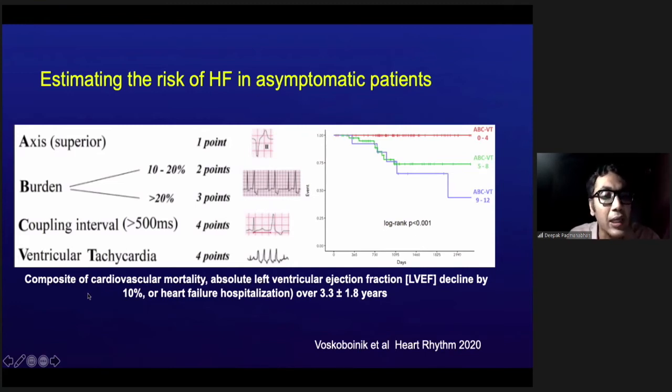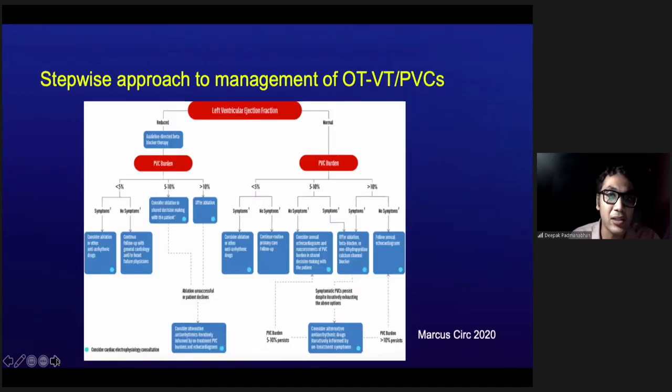The composite outcomes for this particular study were cardiovascular mortality, absolute left ventricular ejection fraction decline by 10%, or heart failure hospitalization over 3.3 years. So the higher the ABC-VT score, the higher the chance that you will have one of these events over nearly 3.3 years. So in asymptomatic patients with a high burden of PVCs, that is generally considered to be more than 10%, estimating the ABC-VT score will give us an idea whether or not to intervene in these patients.